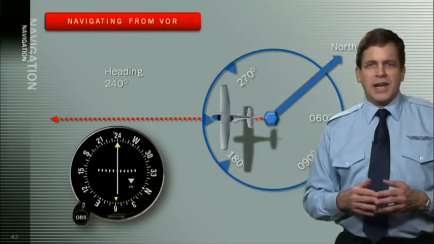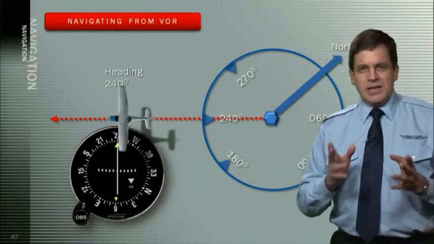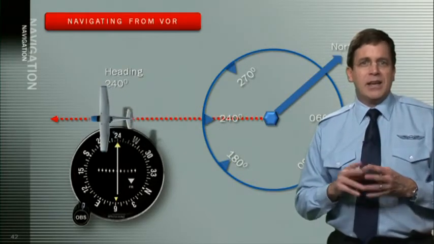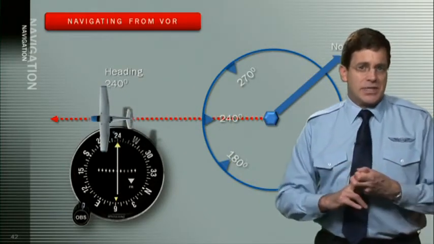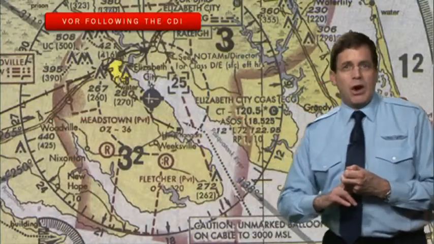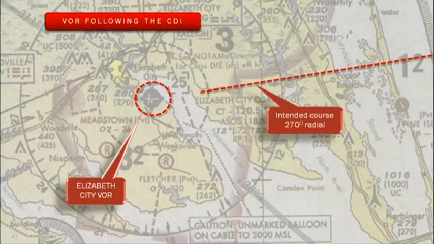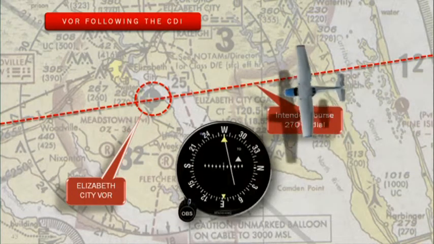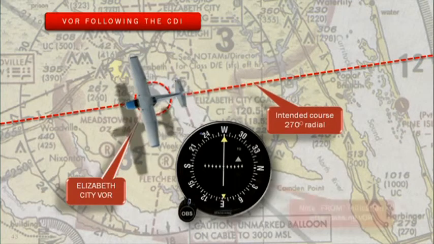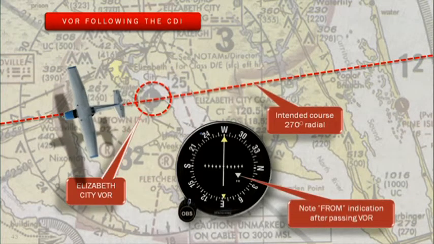Now we can bring this all together in actual use. Here we have an airplane navigating towards and intercepting the Elizabeth City VOR 270 degree radial. Note the to indication and the needle deflection. As the course to the 270 degree radial is intercepted, the needle centers. As the airplane passes the VOR and establishes the 270 degree radial, the flag will flip.